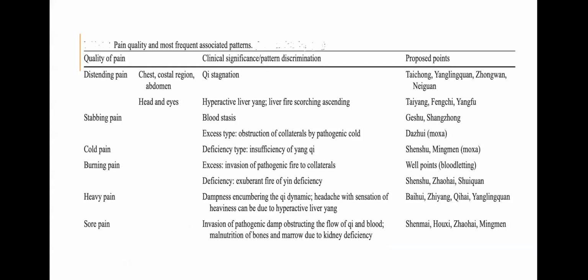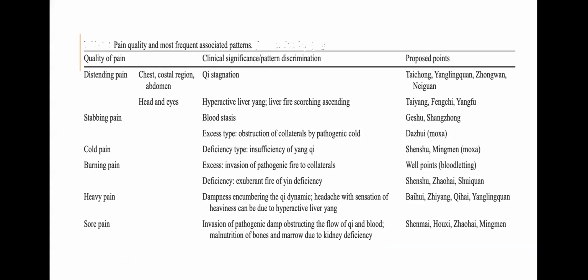If the quality of pain is a cold pain, it indicates a deficiency type, an insufficiency of yang qi. The acupuncture points here are Shen Shu and Mingmen, and we can use moxa. If it's burning pain, it's indicative of an excess condition and invasion of pathogenic fire to the collaterals. Here we can use the jing-well points for bloodletting. Burning pain can also be deficiency, if there is an exuberant fire of yin deficiency. Here we can use Shenshu, Shaohai, and Shui Guan.